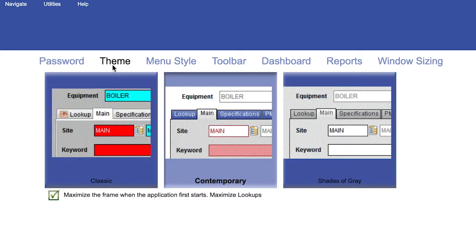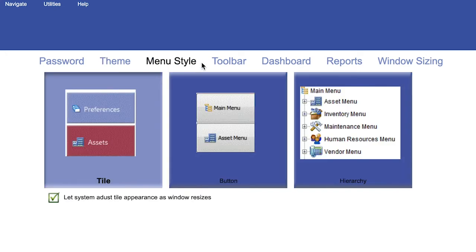Clicking Theme will reveal different unique viewing options. By checking this box, users can also decide whether they want the frame of the MAPCON window to be maximized upon opening, as well as allowing pop-up lookup windows to be maximized when they are opened. Selecting the Menu Style tab will also display multiple options, including Tile Views and Hierarchy View. The box at the bottom will let users choose whether the Setup panel will appear in the tile menu.